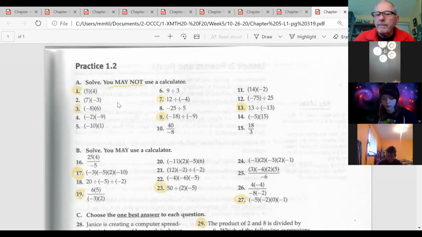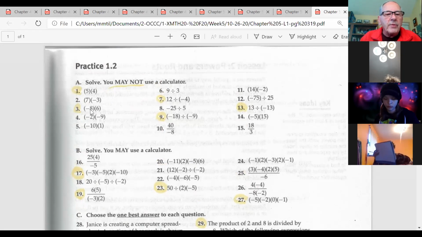Emily, look at number one. What's the answer to number one? And what would the sign be? 20, and it's just positive, right? Yeah, because there's no negatives. Okay.